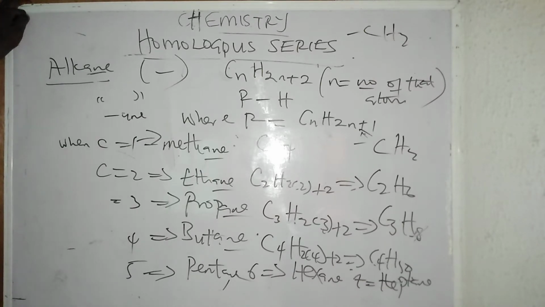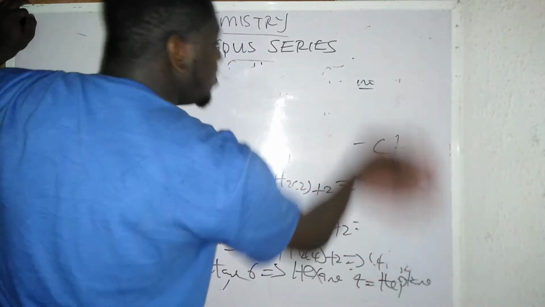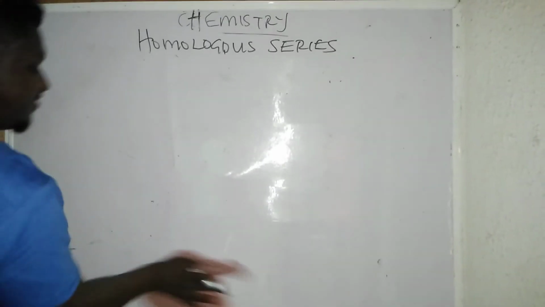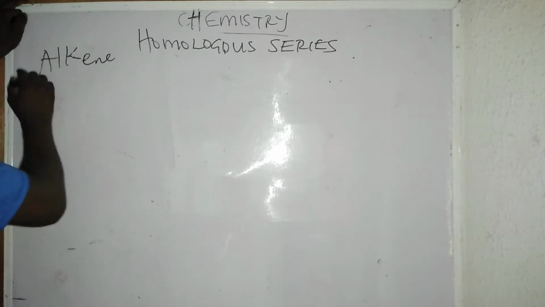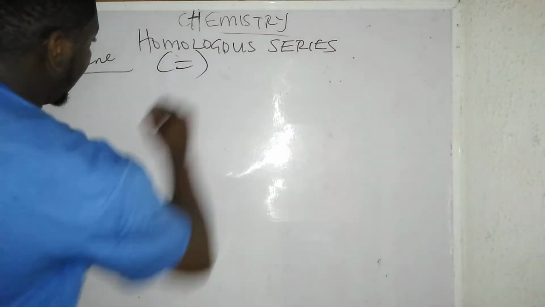Later, we will be discussing extensively the physical and chemical properties, as well as some of the reactions that alkanes can undergo. Let's go to another family in the homologous series, which is the alkene family. The alkene family functional group is the double bond.